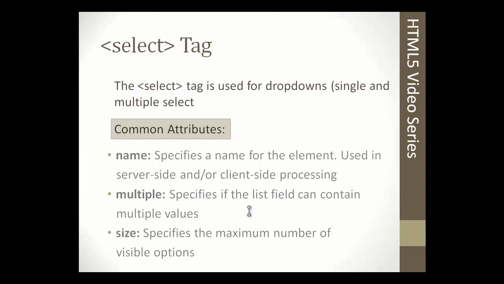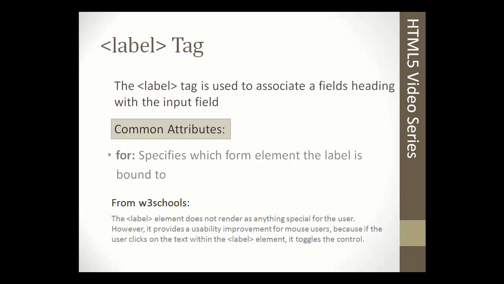And if you want it to be the kind of drop-down where you can actually select more than one, then you would have the multiple attribute. And it also has the size attribute, which would specify the maximum of visible options. This would probably be used on the multiple type of drop-down. If they only wanted you to pick maybe 2 out of the 5 options or something like that. So that's the select tag.